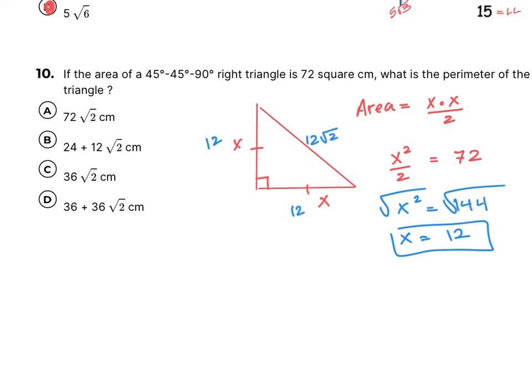To find the perimeter, you add all of the sides together, so 12 plus 12 plus 12 root 2. So that's going to be 24 plus 12 root 2, and you cannot simplify it further. So then B would be the correct answer.